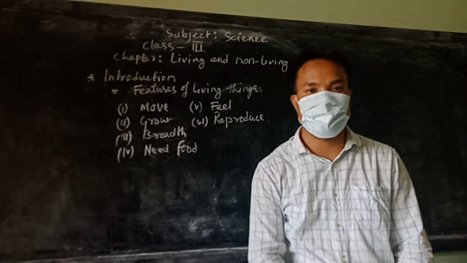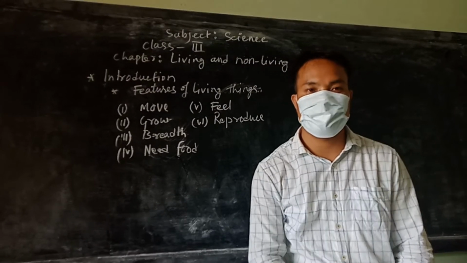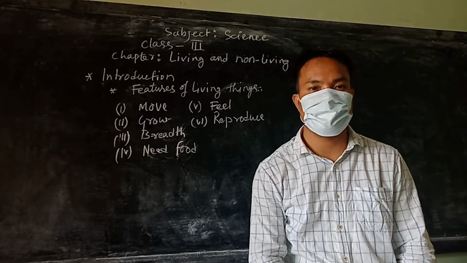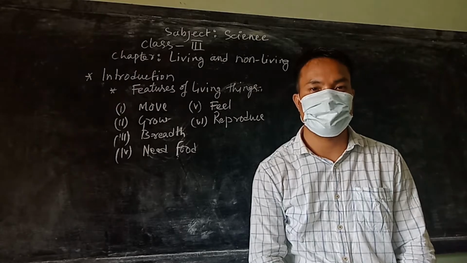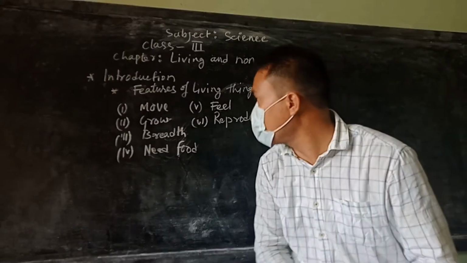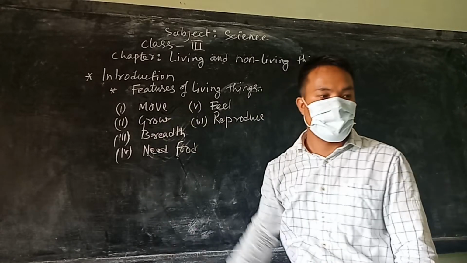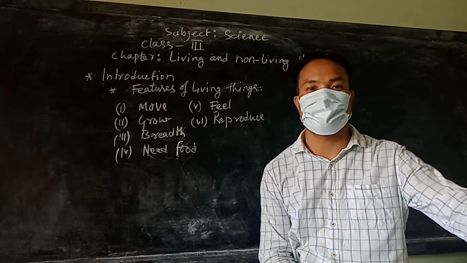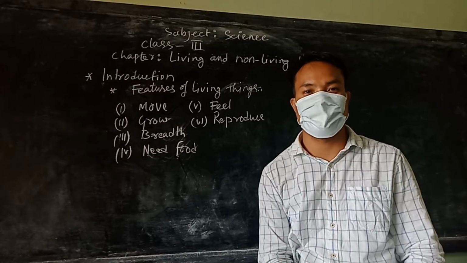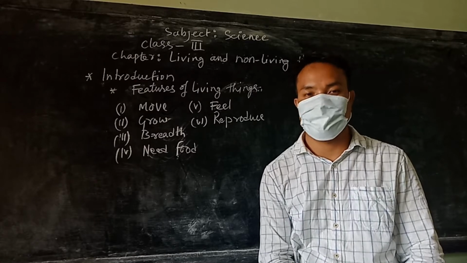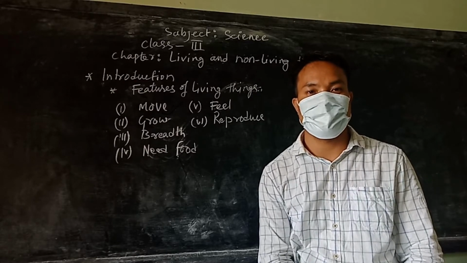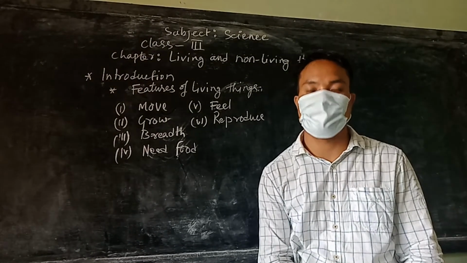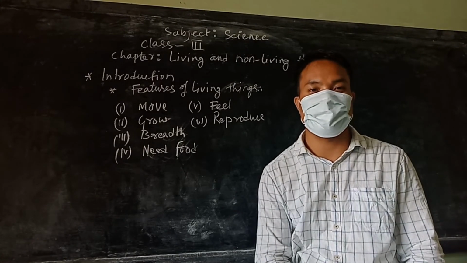Now we will discuss how to differentiate living and non-living things. Okay. For that, first we have to learn about the features. Now the first one is living things can move. Most living things can move from one place to another on their own. For example, animals, humans, birds, insects, and whatever they move because they need food and shelter. But some animals also move from one place to another to breed.